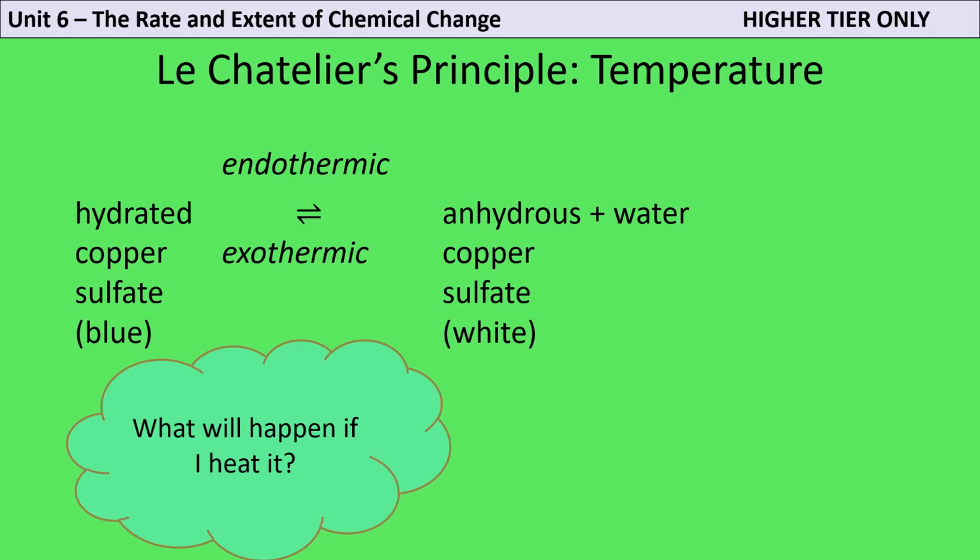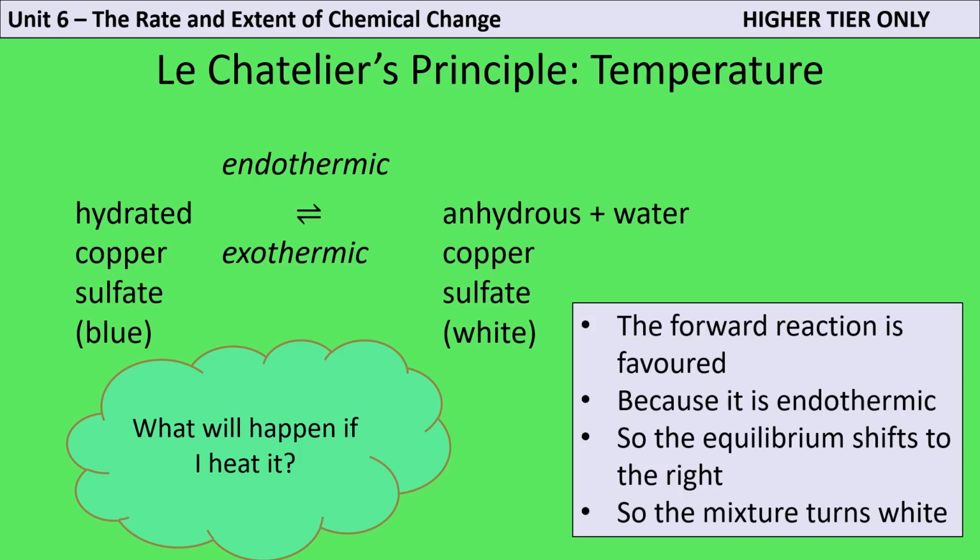You are expected to know that for a reversible reaction, one way will be exothermic and the other way will be endothermic. So in this instance, the forward reaction is going to be favoured because that is what will cool my reaction back down. And I need to tell the exam board that I know that this is because the forward reaction is endothermic. Therefore, the equilibrium shifts to the right, and therefore what I will see or observe is that my mixture will turn white.